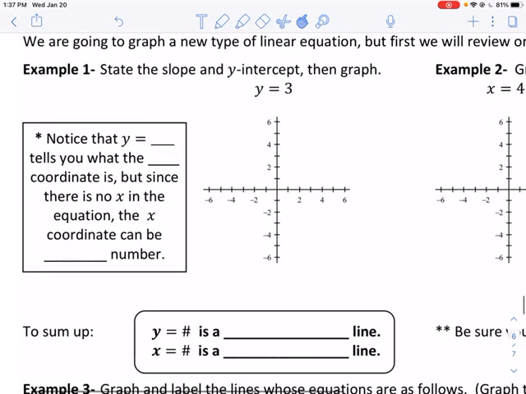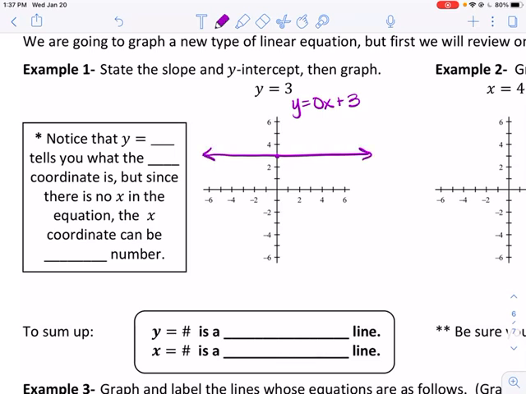So we're going to learn a new type of linear equation, but y equals 3 is one that should be familiar. Now normally we put this in y equals mx plus b, or slope-intercept form, and because there's no x, the slope is 0. So we're going to graph our y-intercept at 3 and then graph a flat slope, which is a 0 slope.